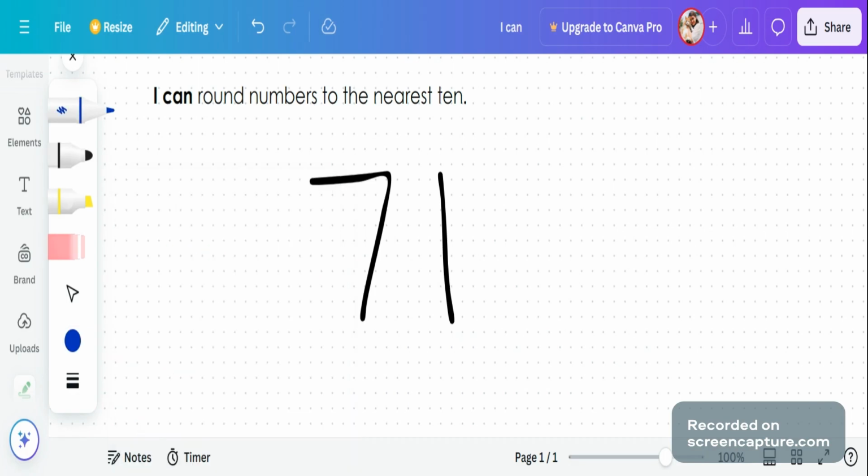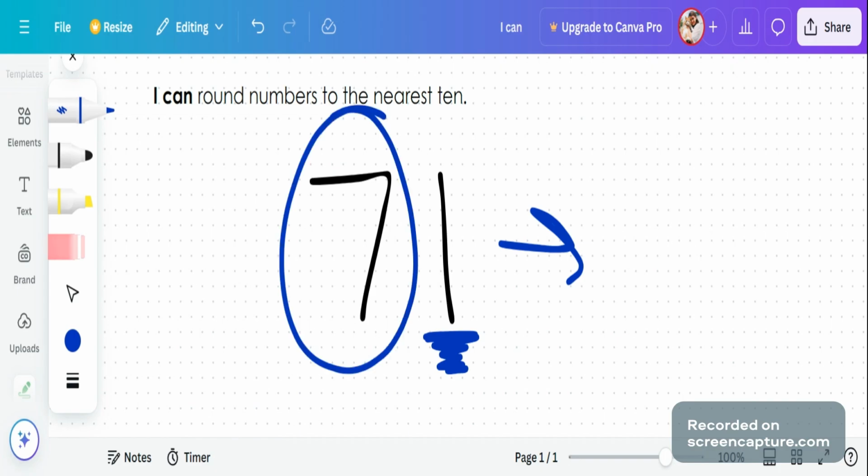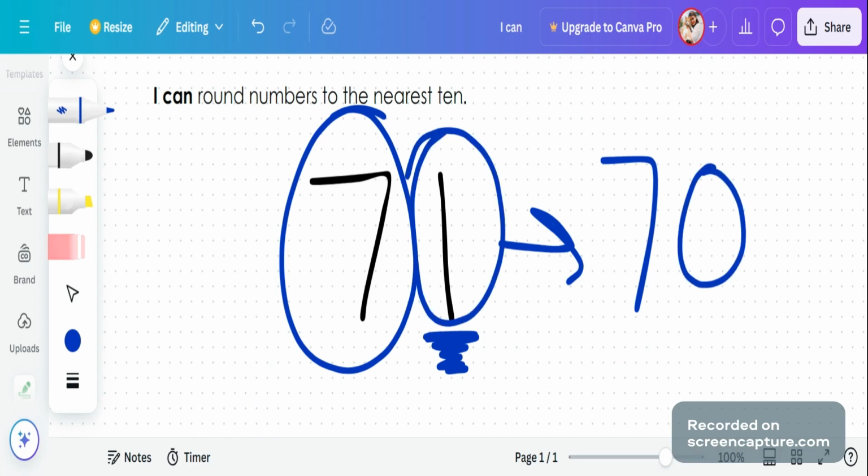All right, let's check our answers. In the ones place, we're always going to look at the ones place first. We have the number 1. Is this 5 or more? No, so we do not raise the score. This means we have to round down. So remember, when we round down, our number in the tens place stays the same, and our number in the ones place turns to 0. So 71 rounded to the nearest 10 equals 70.